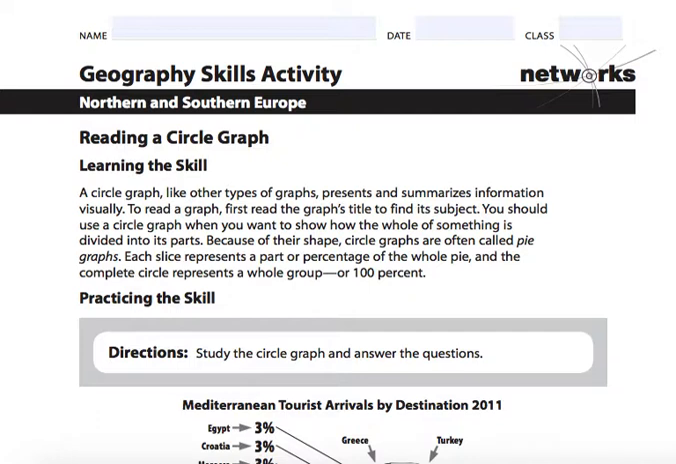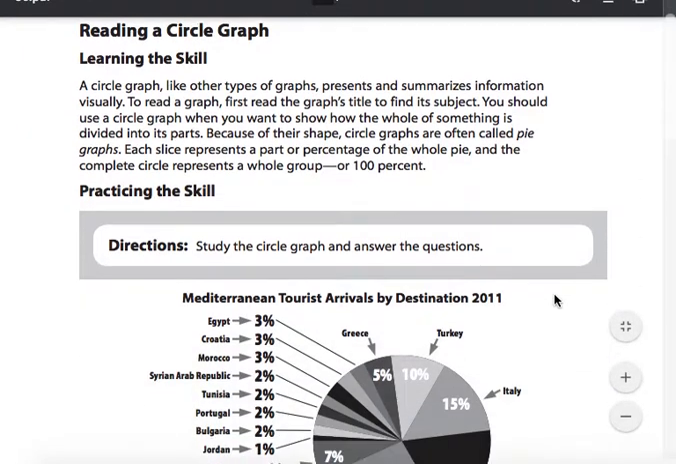A circle graph, like other types of graphs, presents and summarizes information visually. To read a graph, first read the graph's title and define its subject. You should use a circle graph when you want to show the whole of something is divided into its parts. Because of their shape, circle graphs are often called pie graphs. Each slice represents a part of the percentage of the whole pie, and the complete circle represents a whole group, or 100%.